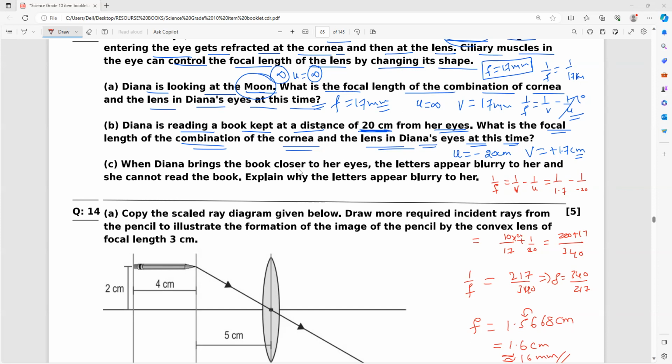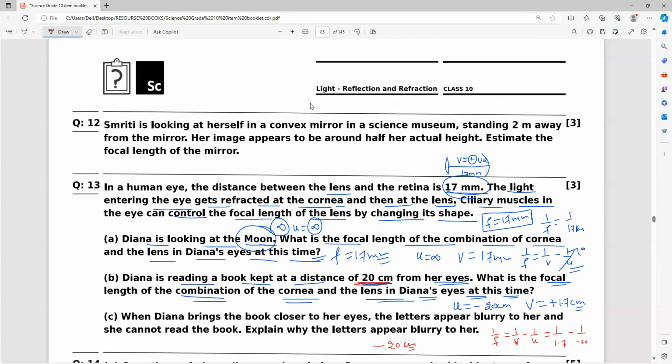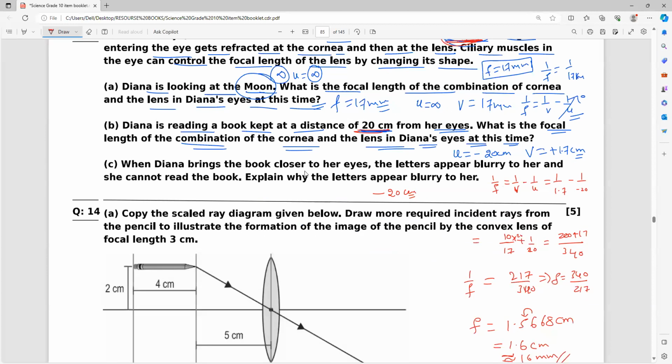So the object distance is 20 centimeters, so it is minus 20. Clear, everyone? And the image distance remains constant. The image distance is plus 17 mm. 17 mm means how many centimeter? 17 mm means 1.7 centimeter, because 1 mm is equal to 1 by 10 centimeter. Clear, everyone? Any doubt you can ask me. Next.